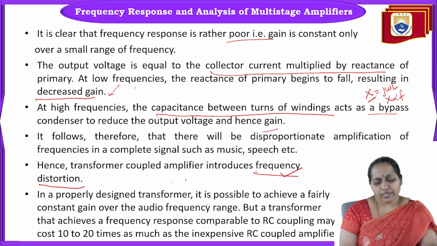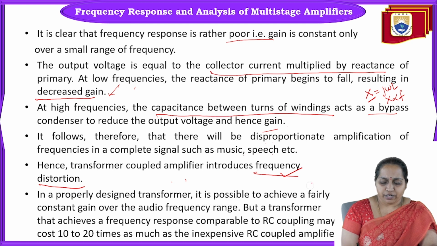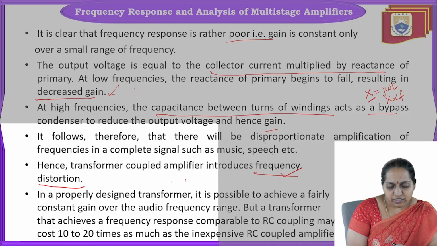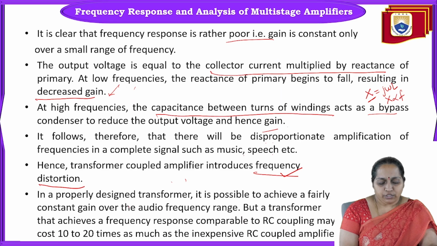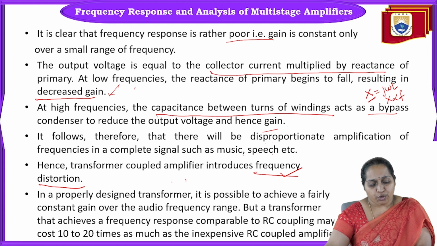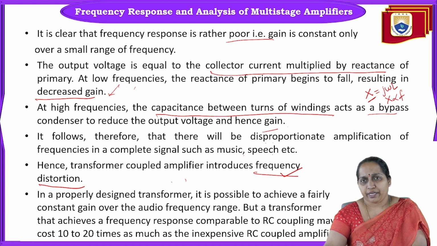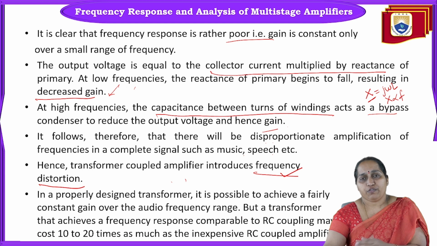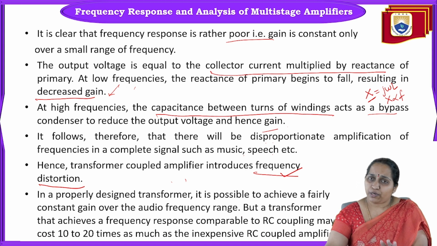But in a properly designed transformer, it is possible to achieve a fairly constant gain over the audio frequency range, but a transformer that achieves a frequency response comparable to RC coupling may cost 10 to 20 times as much as the inexpensive RC coupled amplifier. So, if you design the transformer coupled amplifier properly, it is possible to achieve uniform gain, but it will cost you 10 to 20 times more than the RC coupled amplifier. Whatever uniform gain you were getting with the inexpensive RC coupled amplifier, you can maintain the same gain using a transformer coupled amplifier by designing it properly, but it will cost you 10 to 20 times more.